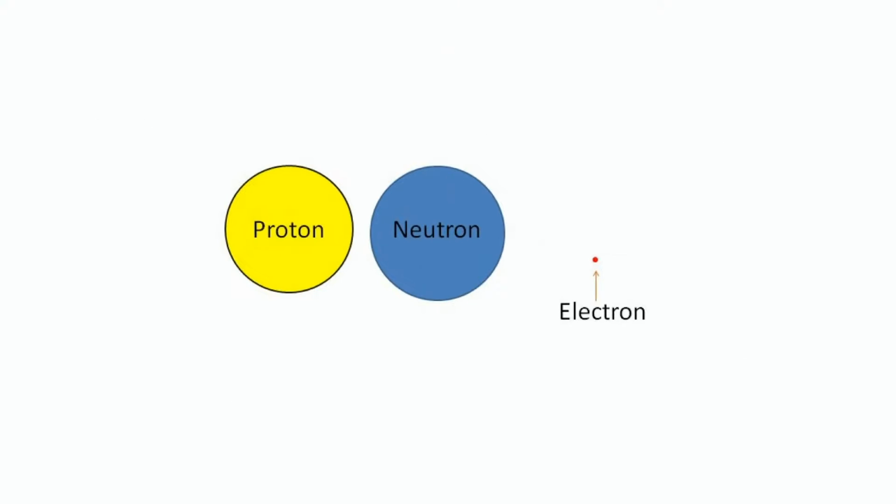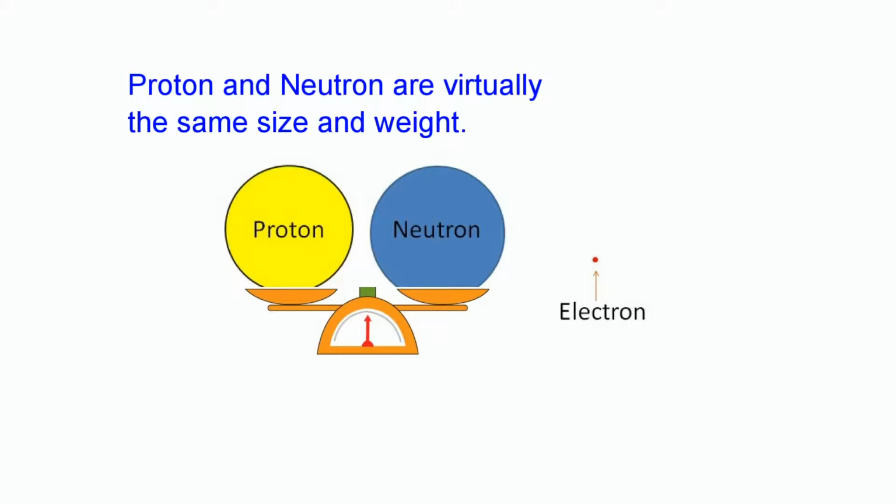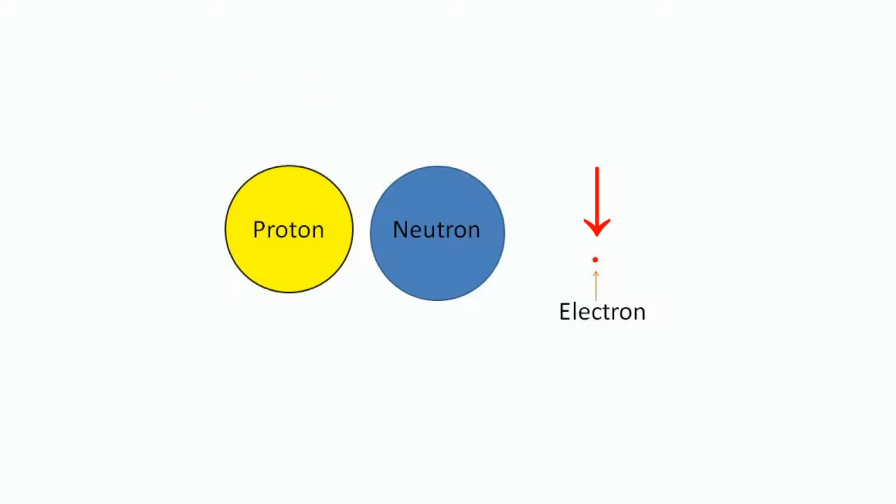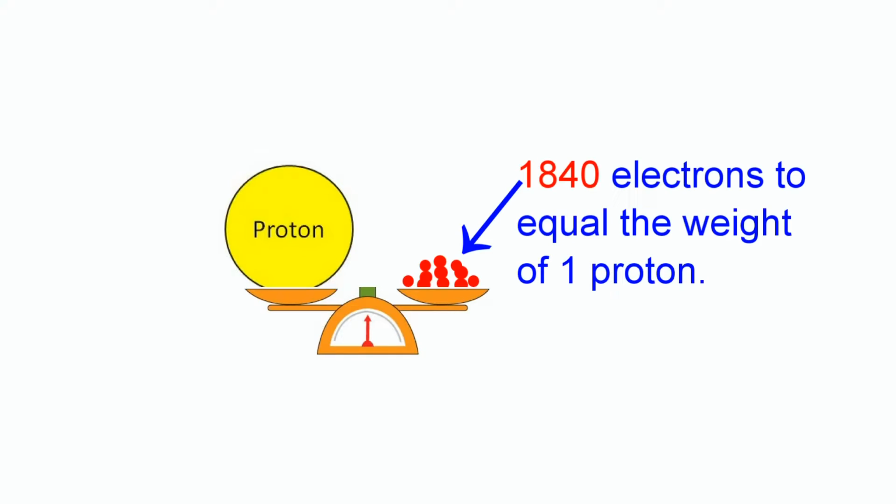You will probably remember that the atom is made up of three basic particles: the proton, the neutron, and the electron. The proton and neutron are virtually the same size and weight, with the neutron weighing just a tiny bit more than the proton. But the electron is much smaller than the proton or neutron. As a matter of fact, it would take 1,840 electrons to equal the weight of one proton.